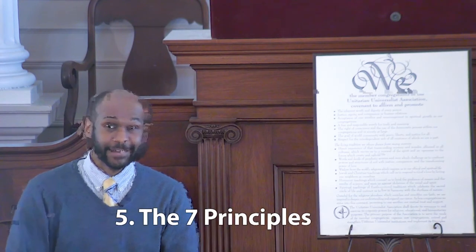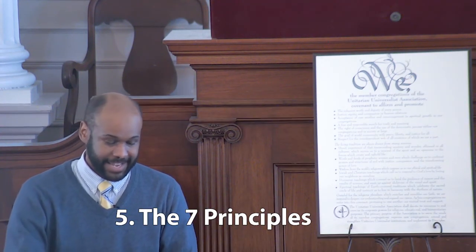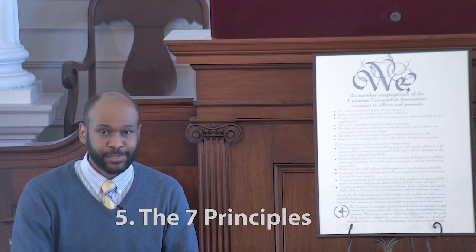Now let's consider the 7 principles of Unitarian Universalist faith. These principles are the glue that holds this great, big, clunky thing together, uniting us across theological diversity as Unitarian Universalists. This beautifully calligraphied poster is our 7 principles. These principles help us to decide who we are going to be.